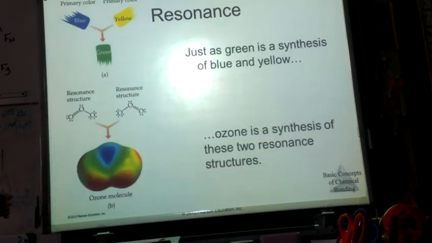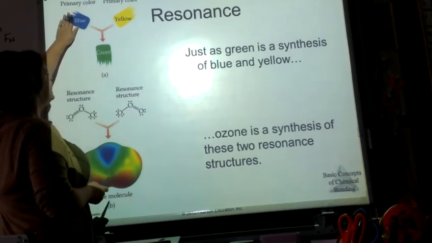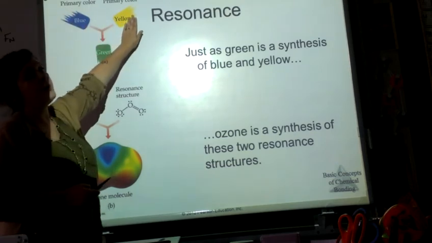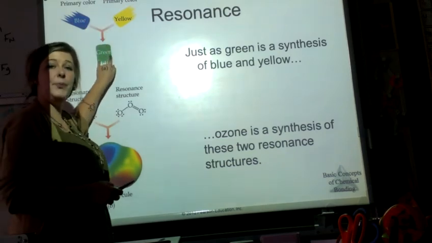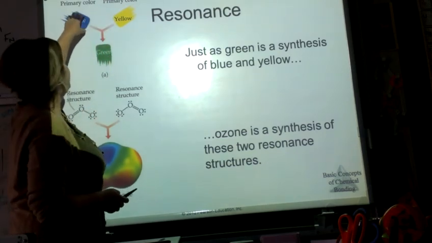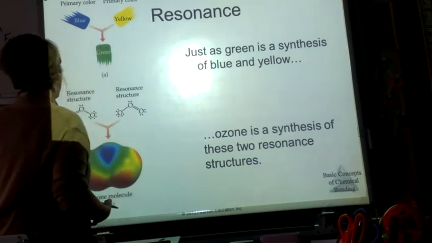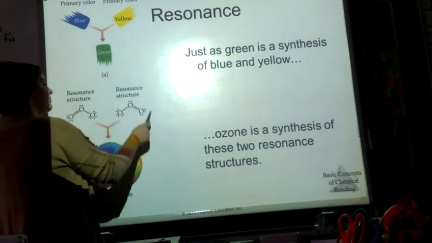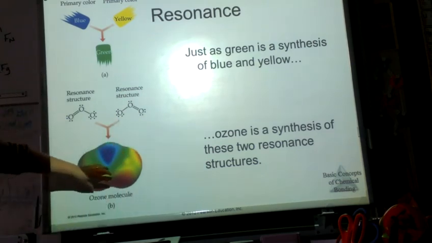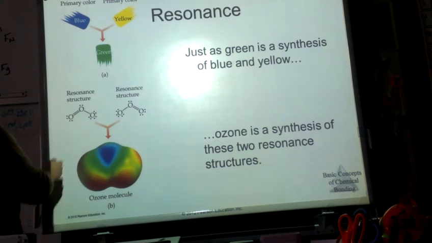So if we think about resonance, we can think about it like this. I could have one resonance structure here, another resonance structure here, and in real life, I'm actually just going to get a blend of the two. So I may have a blue here, a yellow here, but really what I see in real life is going to be green. So for example, resonance structure here, the different resonance structure here, and then this is the overall ozone molecule that I see. It's a blend of the two. It's a synthesis of the two.